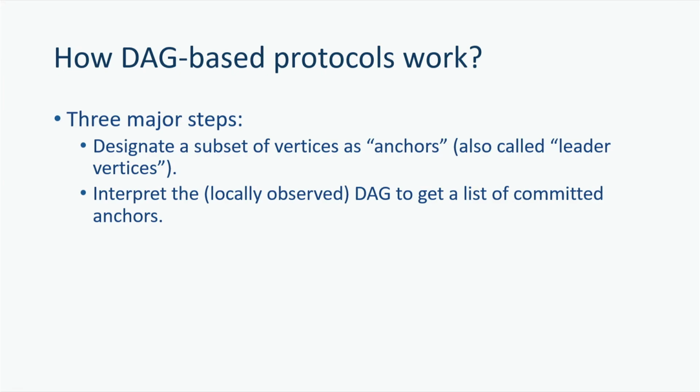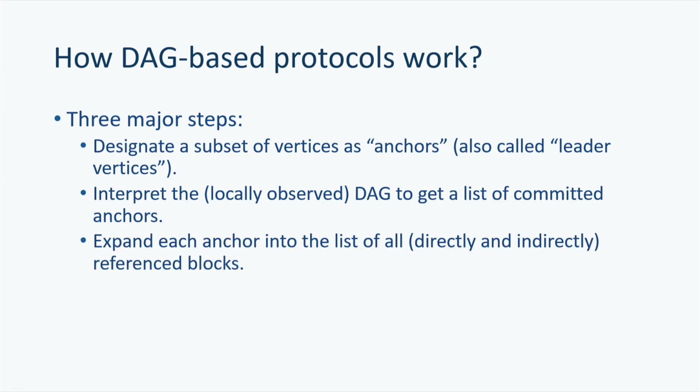At any given moment, the individual processes observe a subgraph of the global DAG, and then the protocol defines an algorithm to interpret the locally observed DAG to get a list of the so-called committed anchors. And this is a totally ordered list. And then we expand each anchor into the list of all directly or indirectly referenced blocks. So this means if your block is referenced by one of the anchors and this anchor gets committed, then your block also gets committed. And this is why with each commit of the protocol, we can commit a large number of data requests.